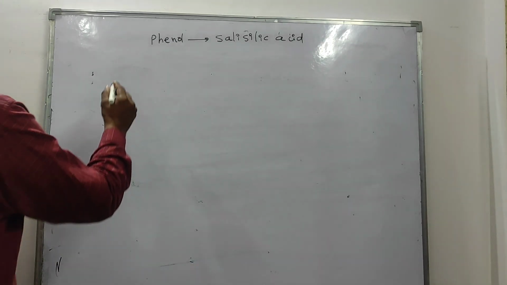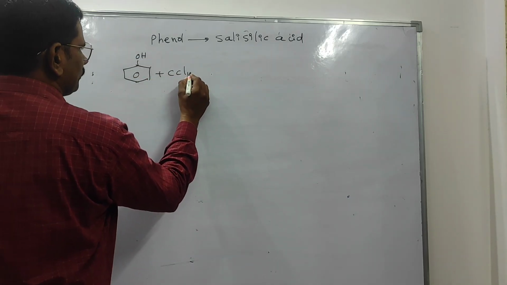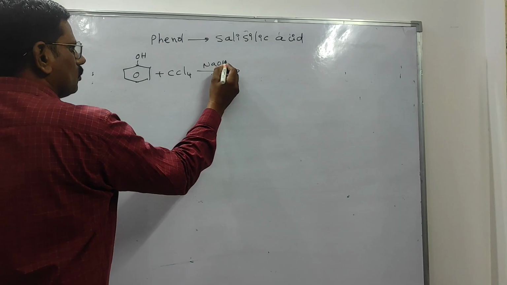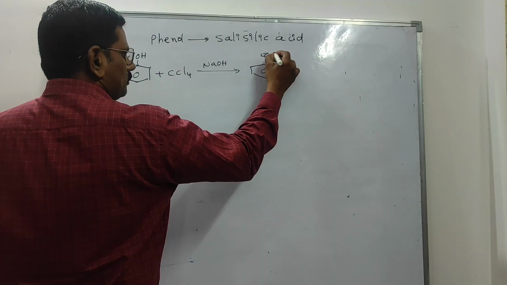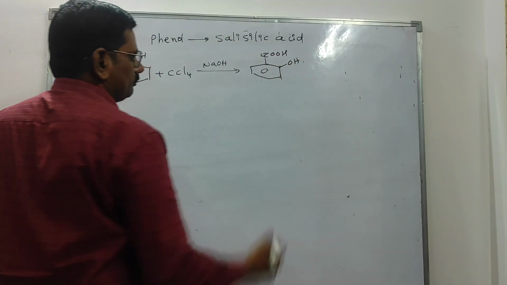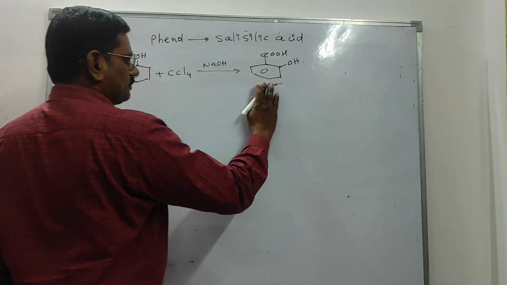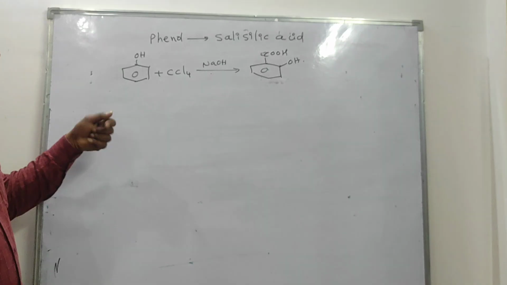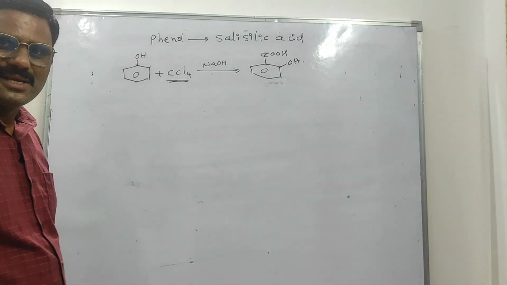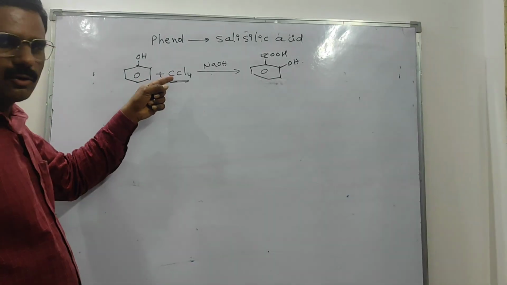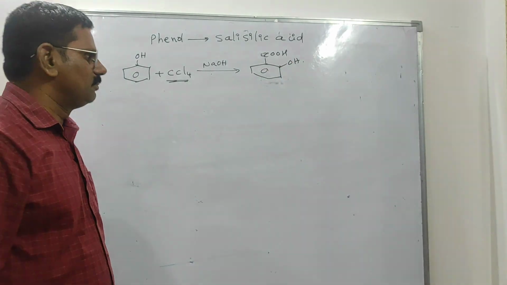When we are using carbon tetrachloride instead of chloroform, we get salicylic acid, ortho-hydroxybenzoic acid, as a major product. In this reaction, when you take CCl4, salicylic acid is formed. When you take CHCl3 chloroform, salicylaldehyde is formed. Of course, the para isomer is also formed.